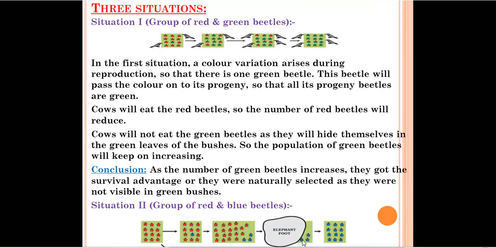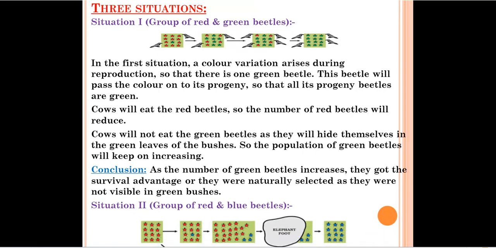The number of red beetles will decrease, and only a few of the blue beetles will be there. They will survive and increase their population. So in the last stage we see that the number of blue beetles is increasing in this case. So now we'll discuss this situation number 2.